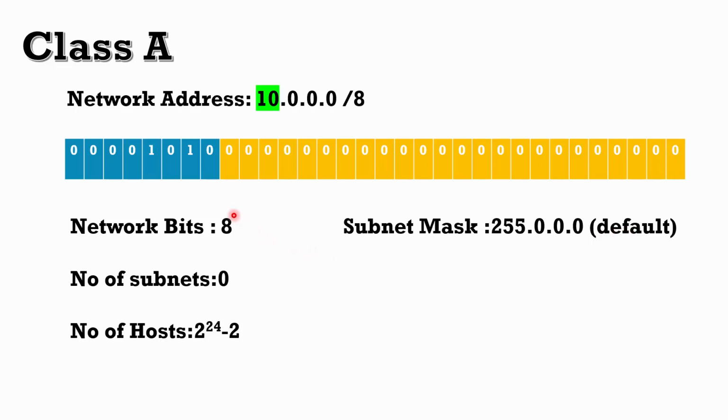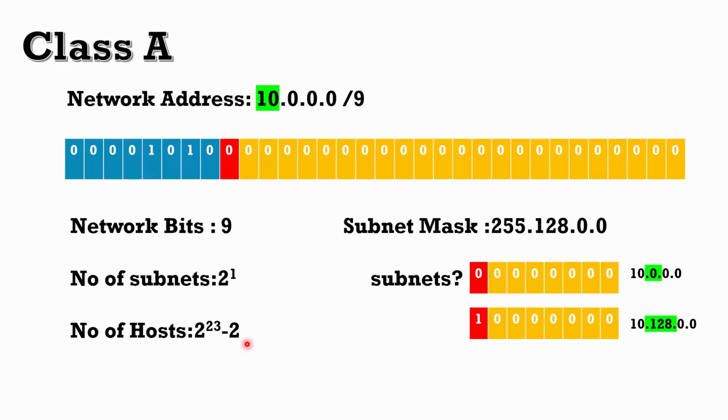In this case, I have not taken any bit from the host side. Therefore, I have no subnet bits, and therefore I don't have any subnets in this case. But I can have hosts with these host bits. That means I can have 2 to the power 24 minus 2. I think you already know that minus 2 means the broadcast address and the network address.